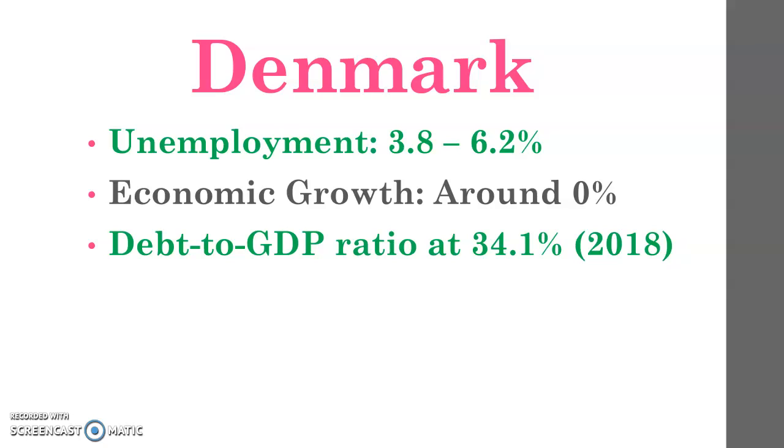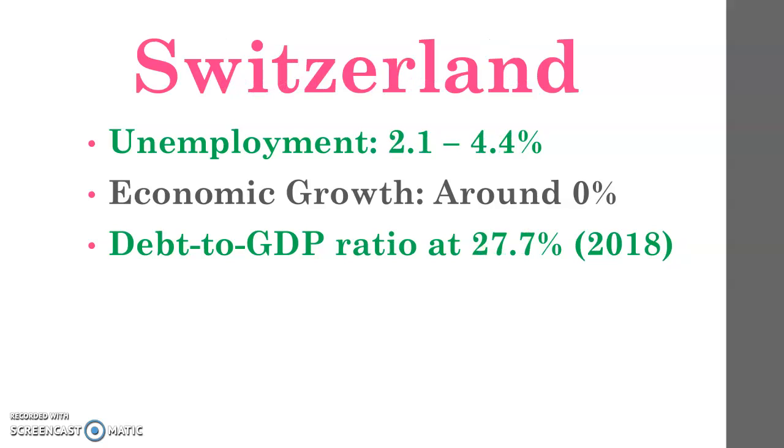So Denmark has had a better unemployment rate than the United States, 3.8% to 6.2% since the Great Recession ended. Again, economic growth around 0%. Debt to GDP ratio, actually pretty good at only 34.1%. Switzerland, again, doing better than the United States in unemployment, very low actually, between 2.1 and 4.4%. The United States has not actually seen an unemployment rate in the 2 percentile since the 1950s. So this is one place where Switzerland is way ahead of the U.S. Debt to GDP ratio, very good at 27.7%. But once again, economic growth at 0. This country does not grow economically like pretty much every Western European country, just about.